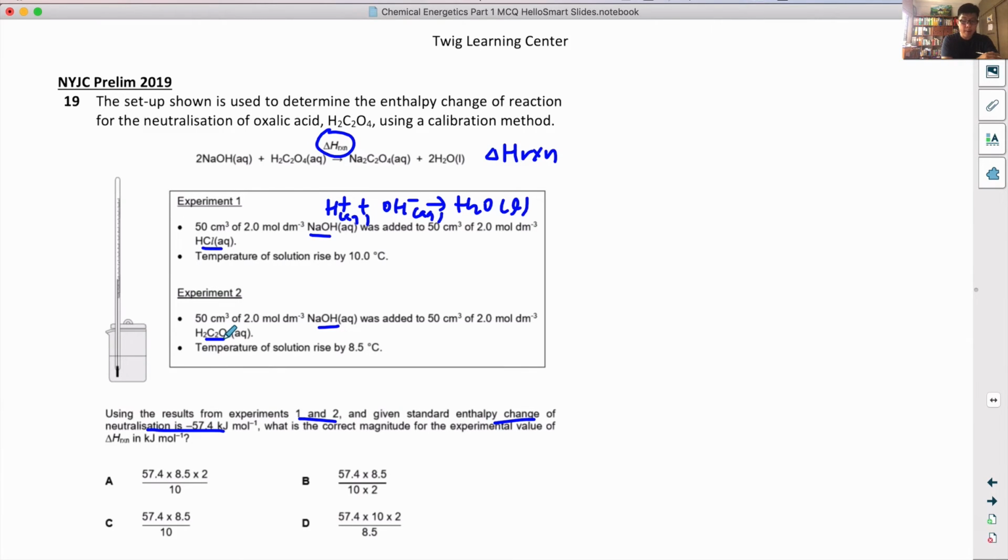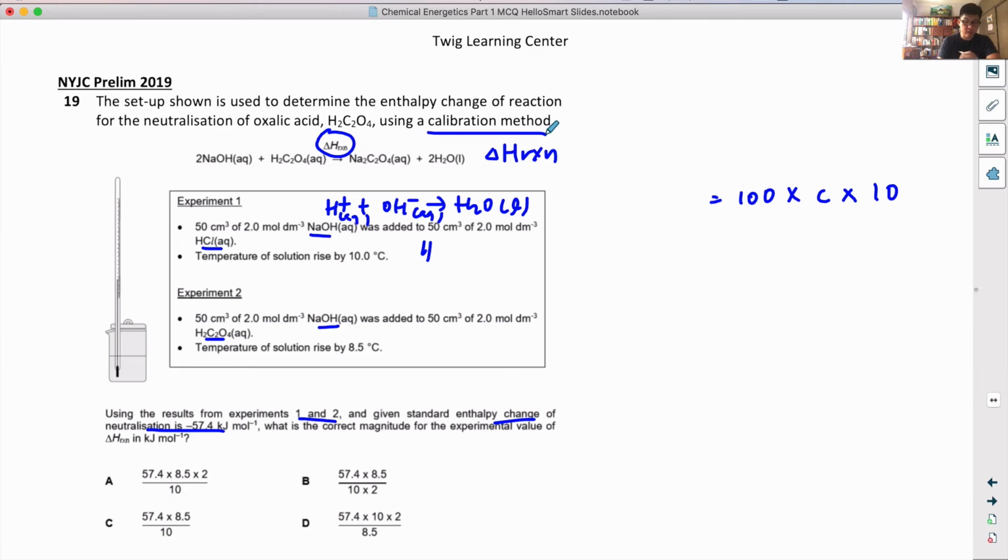I'm going to find out the energy absorbed by the solution, which we usually calculate using m c change in T. 50 plus 50 cm3 is 100, which is about the mass, because 100 cm3 is about 100 grams. The change in temperature was 10. They want you to do this question by the calibration method, so that's what I'm writing first.